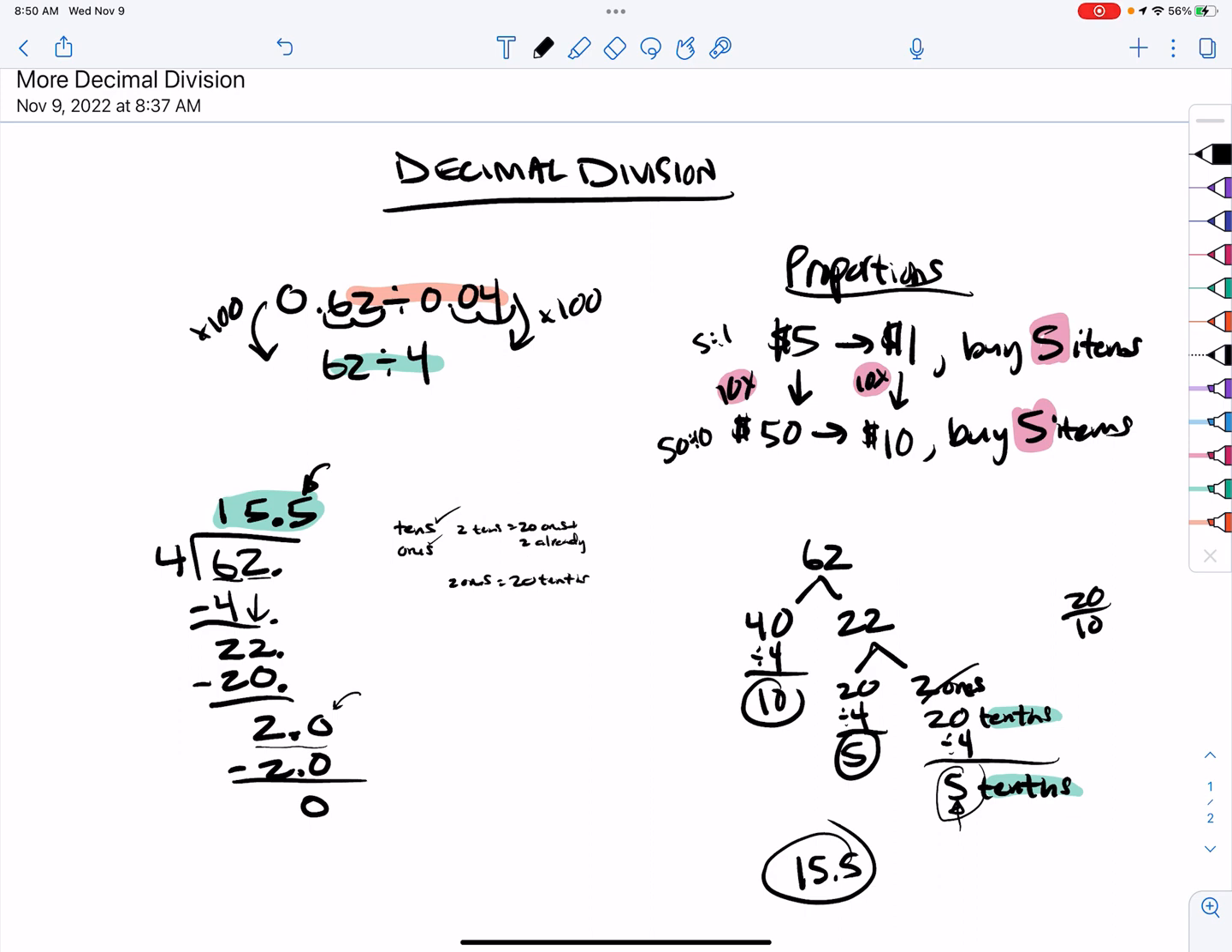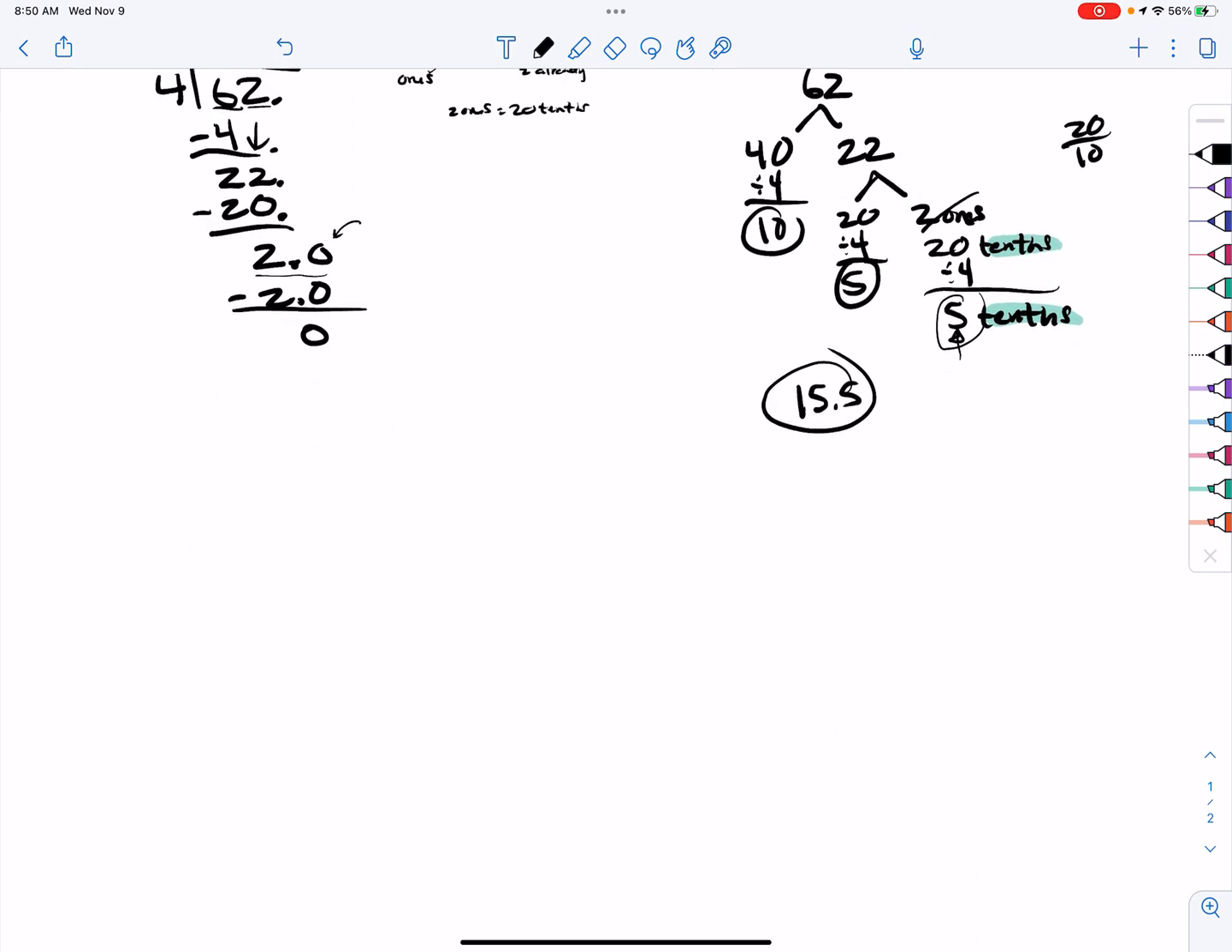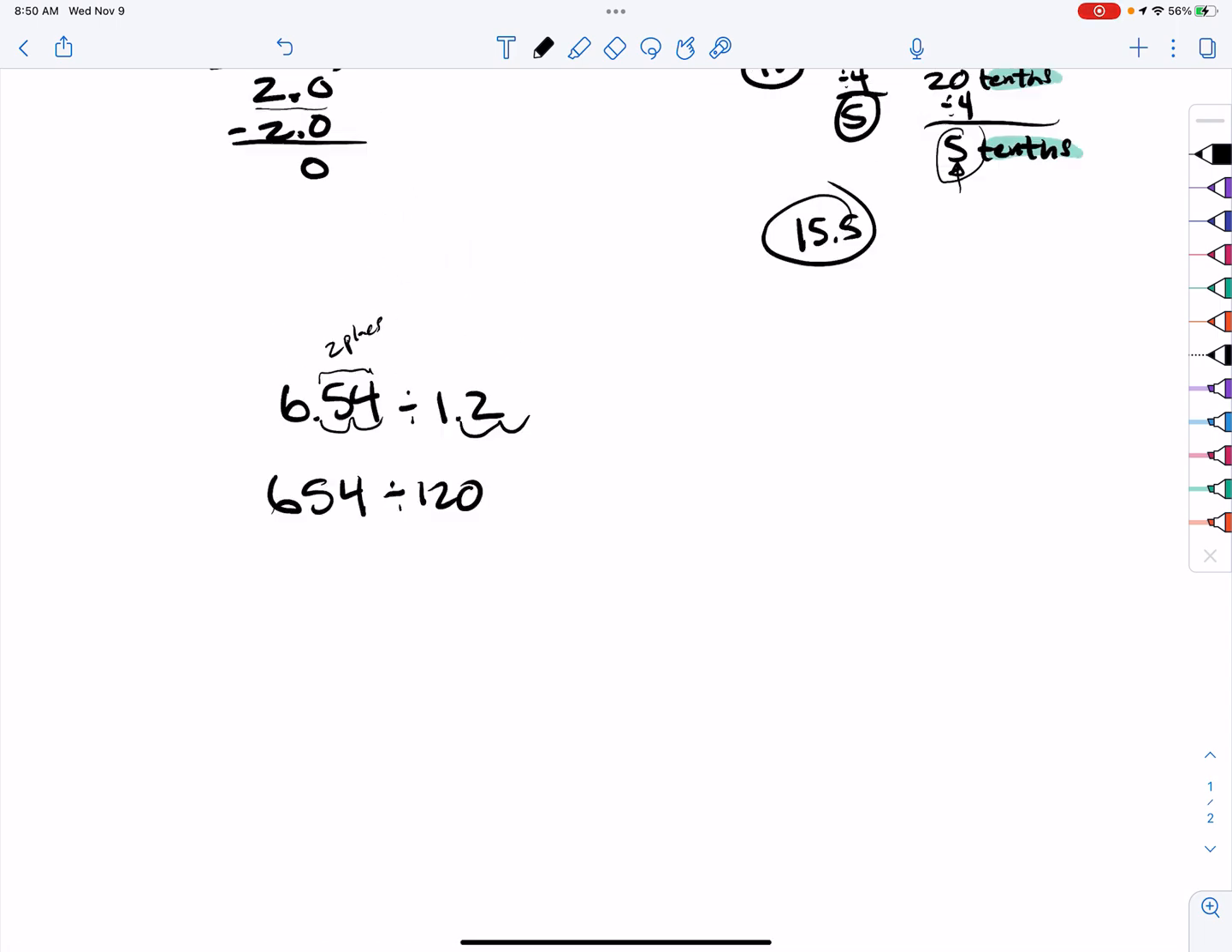Now, another one that might be a little bit more challenging looking than this is 6 and 54 hundredths divided by 1 and 2 tenths. So what's going to be a little bit tricky about this one is if you look over here, we have 2 decimal places, and so you might be tempted to use a proportional relationship of 100. But if we did that, I would be dividing 654 by 120. And dividing by 120 seems unnecessarily complicated, especially when you look up here.